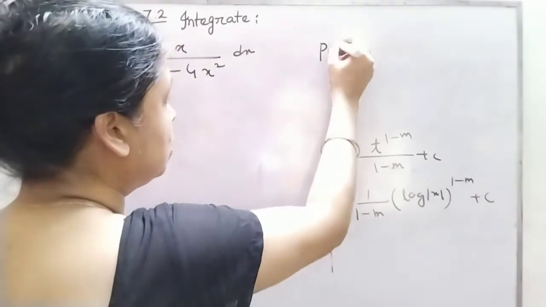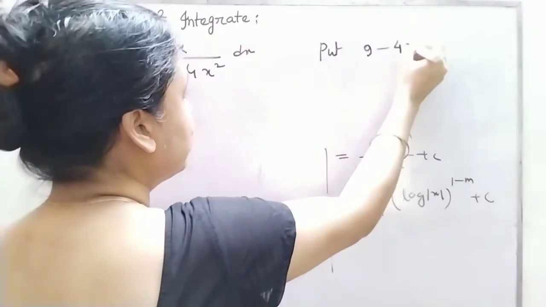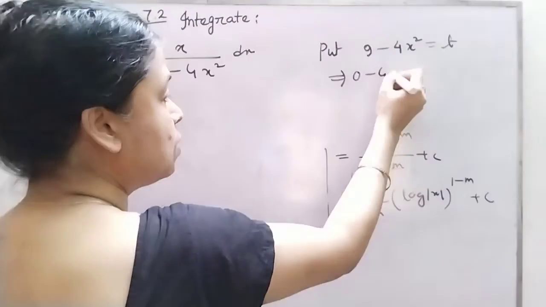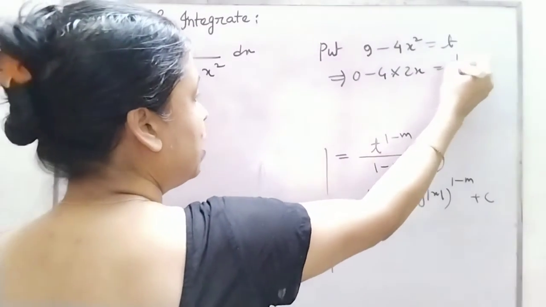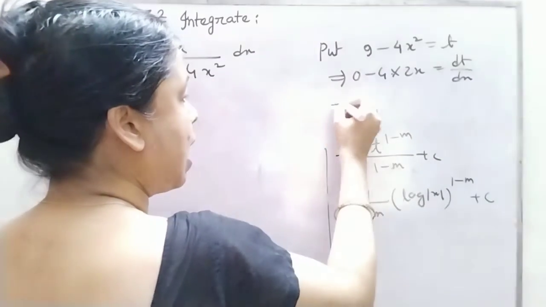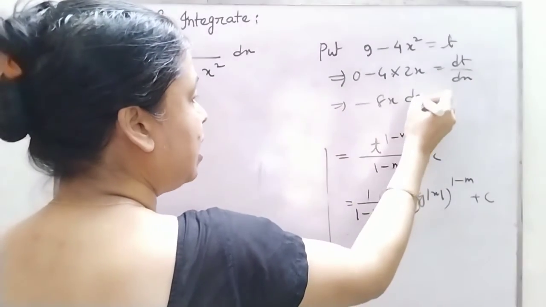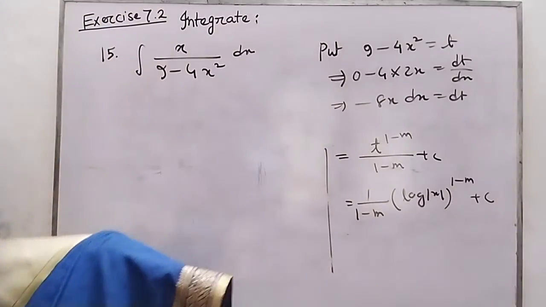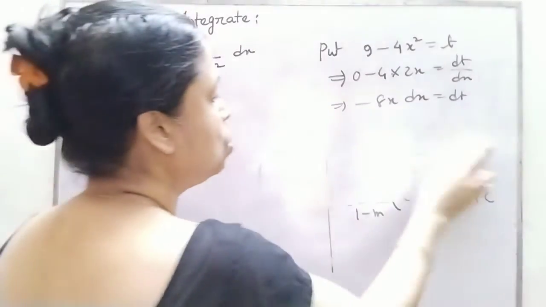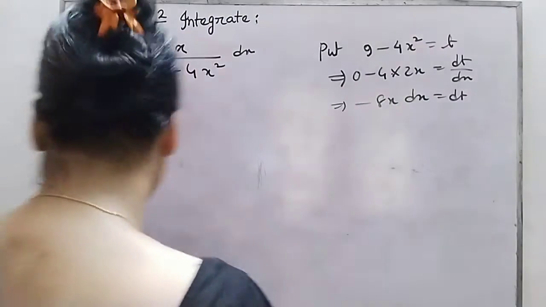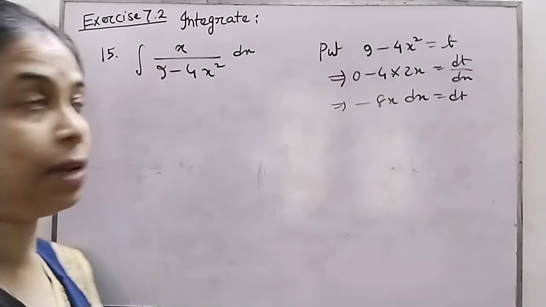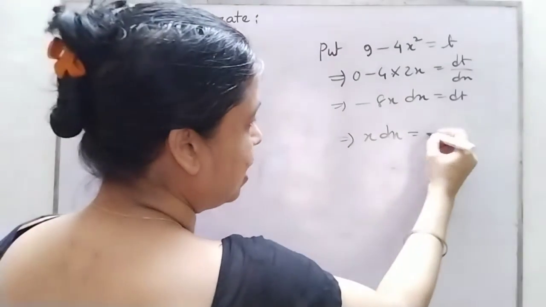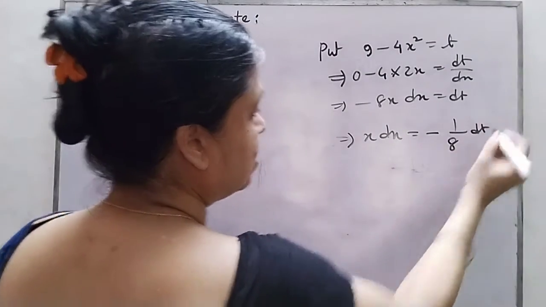So let us put 9 minus 4x square equal to t. On taking the derivative, this is 0 minus 4 into twice x equal to dt by dx. And this is minus 8x dx equal to dt. But we don't have minus 8x dx in the integrand; we have only x dx. So you take that expression which is in the integrand and bring the remaining to the right side. Write down x dx on the left side and minus 1 by 8 dt on the right.